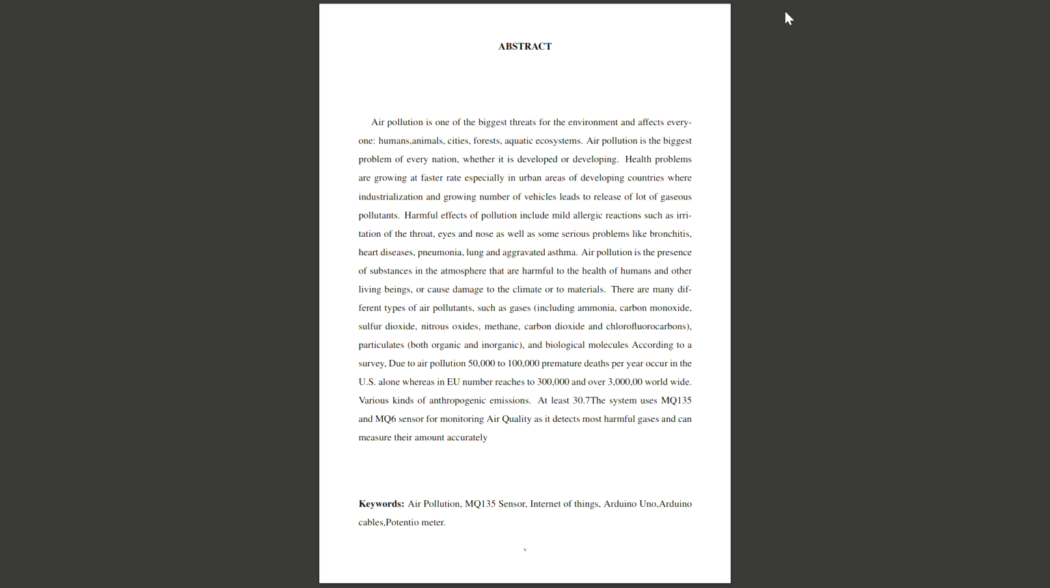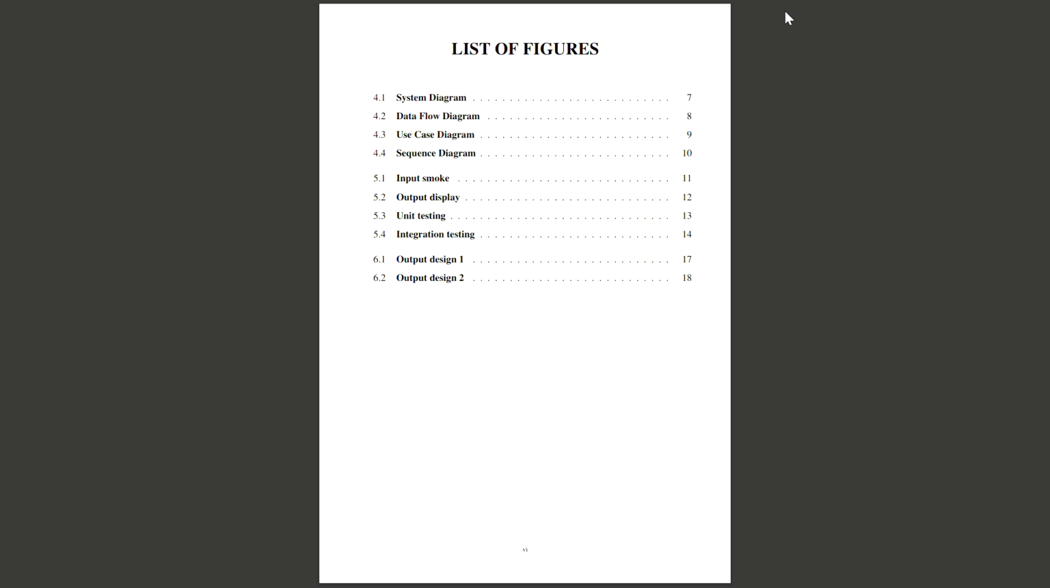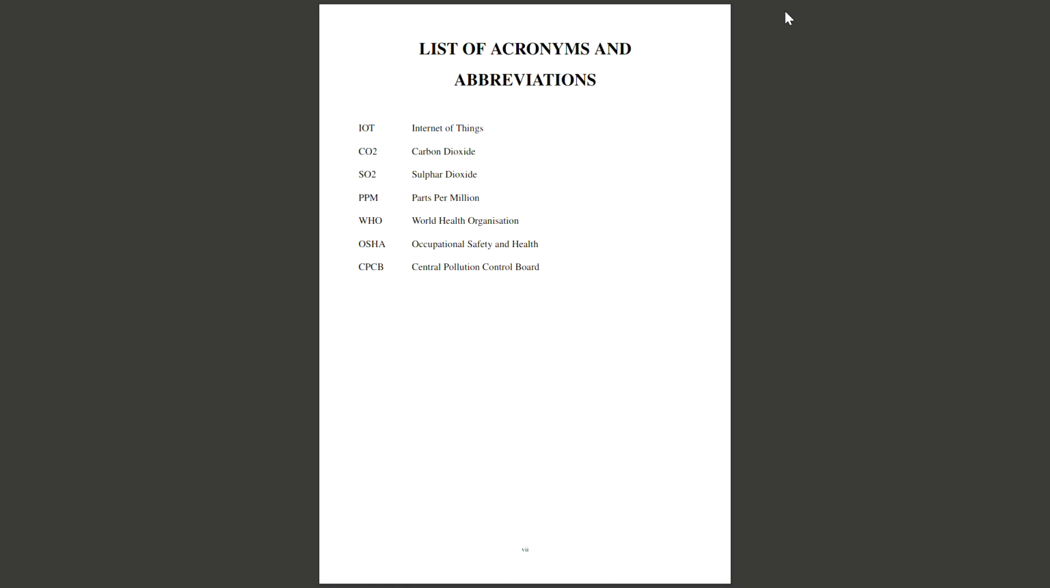The abstract: air pollution is one of the biggest threats for the environment and affects everyone: humans, animals, cities, forests, aquatic ecosystems. And air pollution is the biggest problem of every nation, whether it is developed or developing. And these are the list of figures, list of acronyms and abbreviations: IoT, CO2, SO2, ppm, WHO, OSHA, CPCB.